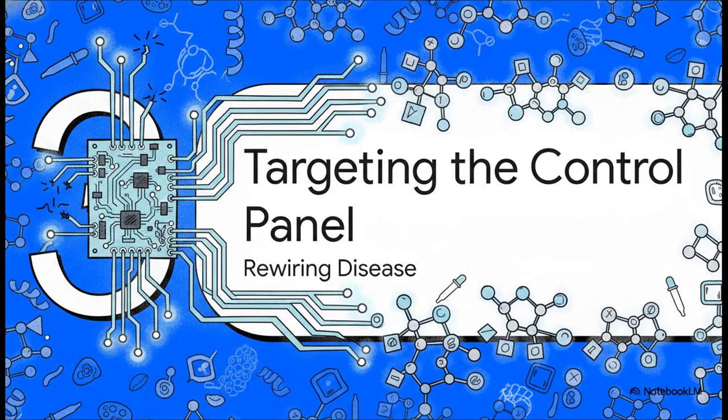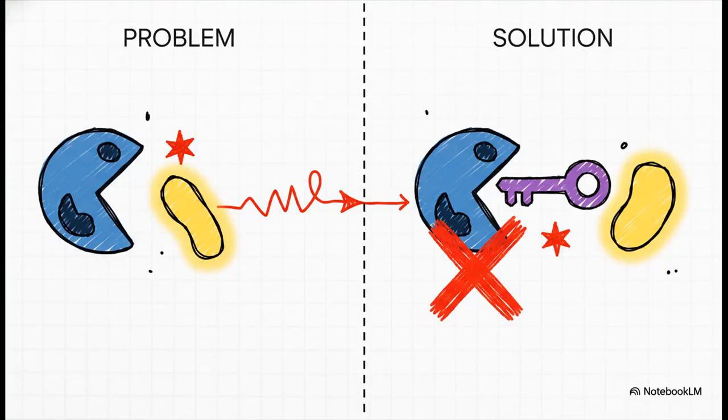We need to figure out how to fix it, how to rewire it, and that is exactly what a huge part of modern drug discovery is all about. Remember that stuck-on switch we talked about in cancer? Well, an entire class of drugs was designed specifically to fix that one problem. They're called kinase inhibitors, and their whole job is to find that rogue kinase enzyme and physically block it from flipping any more switches. It basically jams the switch in the off position.